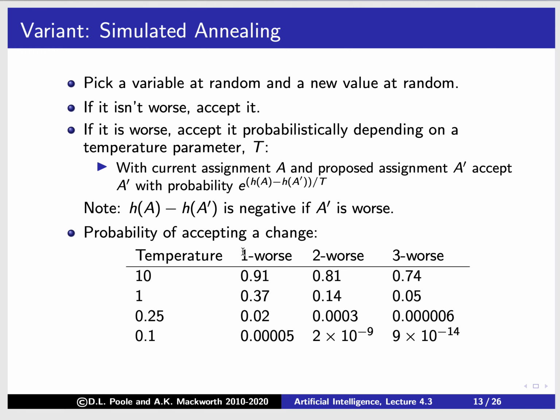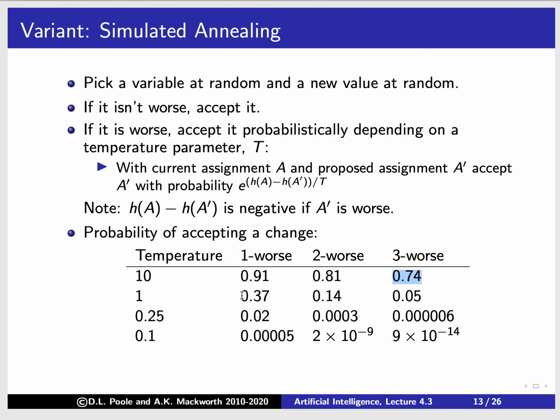We're just going to look at integer changes. With a temperature of 10, if it's 1 worse, it's going to be chosen 91% of the time. And if it's 3 worse, it's going to be chosen 74% of the time. So this lets us have a slight preference for fewer things worse. We're going to reject some of the things that end up getting a lot worse. This lets us jump around in the space and do lots of exploration.